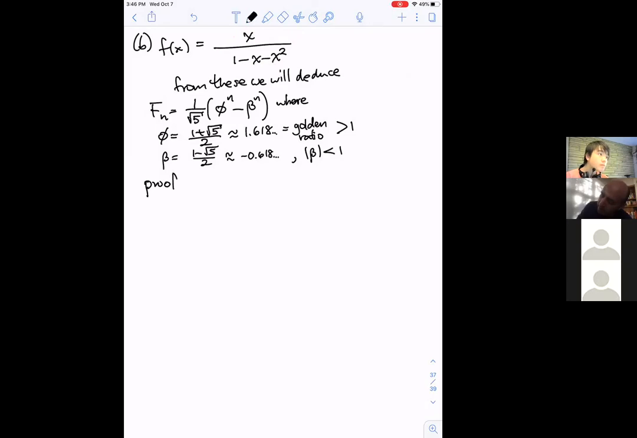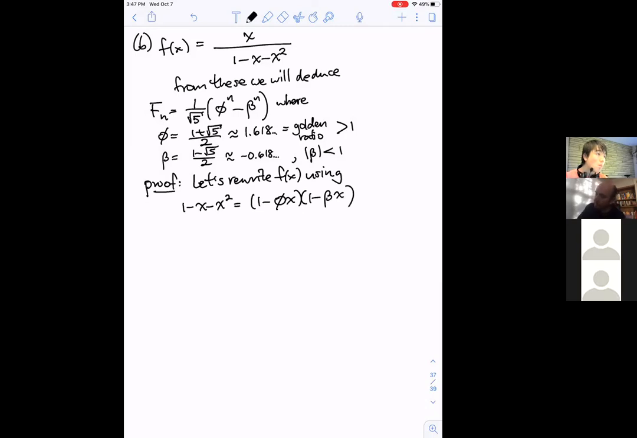Let's rewrite f of x using, first of all, that denominator. I'm going to factor it into two factors, in fact, two familiar factors. 1 minus phi x, 1 minus beta x, all right? So let me check this. Check, right? This guy is 1 minus (phi plus beta) x plus phi times beta x squared, right? All I did was multiply it out.